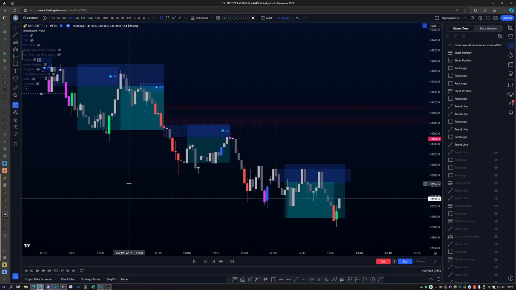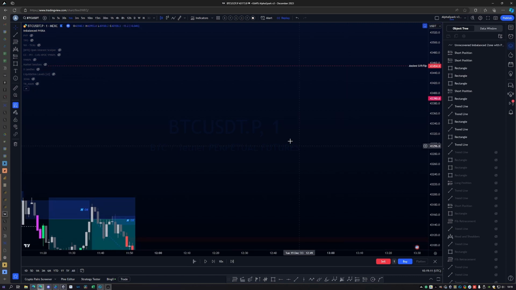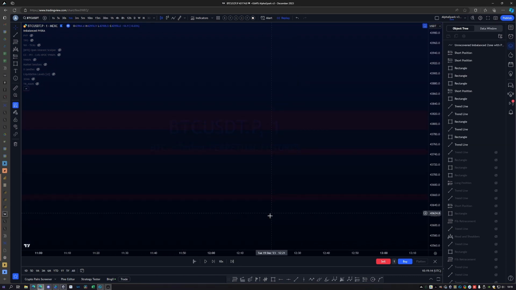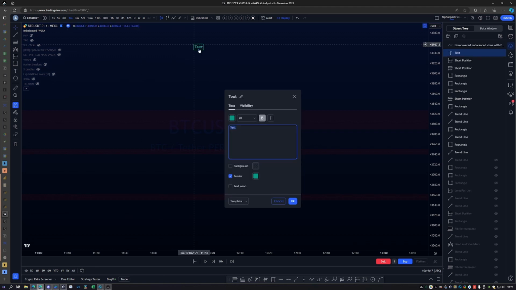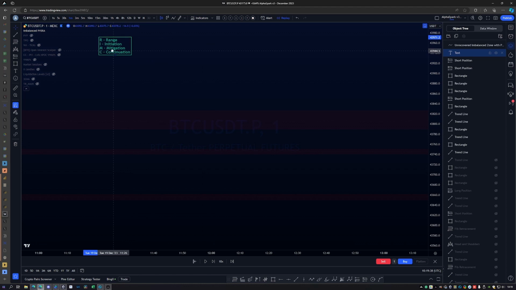actually the REMC concept. What is the REMC concept? REMC stands for range initiation mitigation continuation. And this is my main strategy and has been for a long time. The way it works is I've been using this for a long time, either for reversals or continuations.